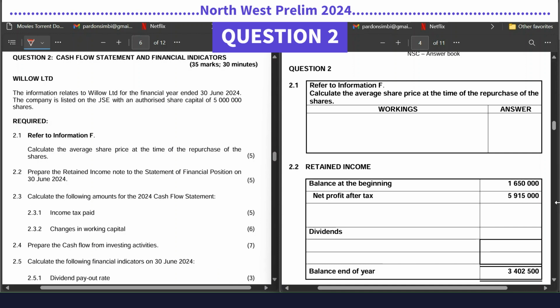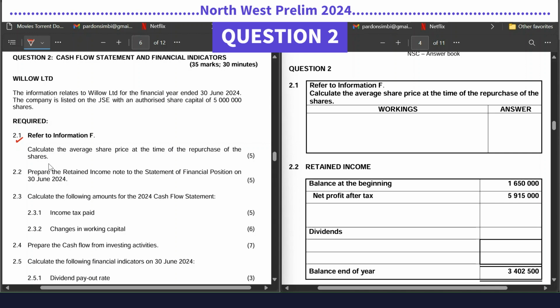All right, so I'm still in the Northwest Prelim for the year 2024. I'm now on question 2. You will see that here on question 2.1, they said calculate the average share price at the time of the repurchase of the shares. This was a very interesting way of asking you to do a note 7. So you were doing note 7, but in a very, very interesting way.